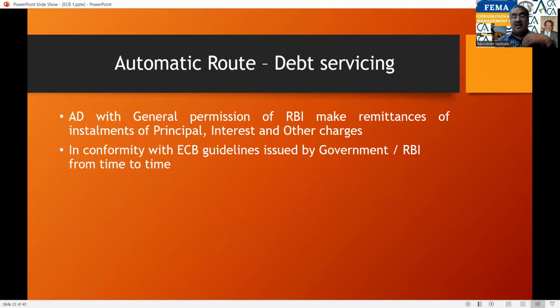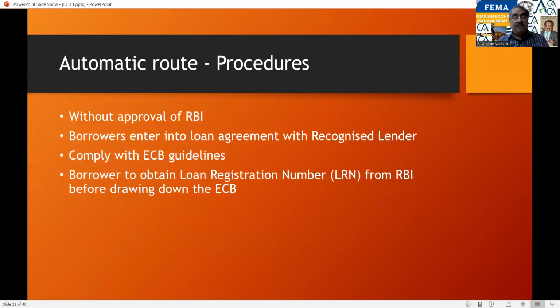So debt servicing, that means you have to service the debt. And now, what are the procedures? Without approval of RBI, you can do it, but the borrower must enter into an agreement with the lender. It's a normal thing, just like in a bank, whenever you are going to the bank and receiving the loan money, you have to enter into the loan agreement. It is also permitted, but everything is with reference to ECB guidelines. That is, the agreement should be in line with the ECB guidelines.